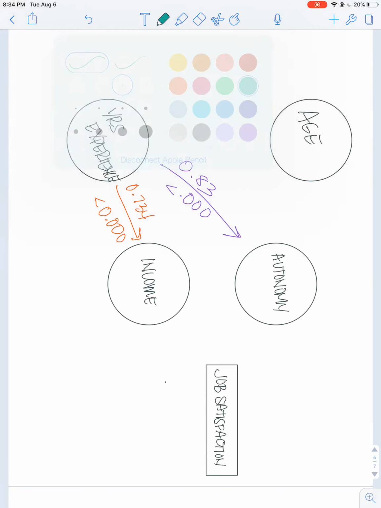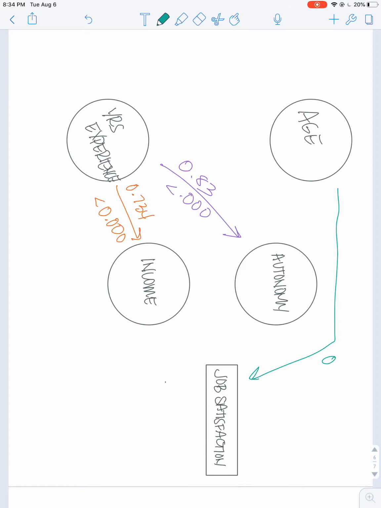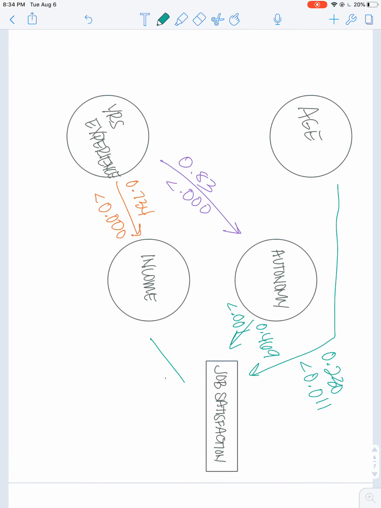And then when we look at our last one, we kept age with job satisfaction, 0.230 with a p-value of 0.011. We keep autonomy, 0.469 with a good p-value. And we kept income with a 0.446 less than 0.001, and we eliminated this years to job satisfaction.